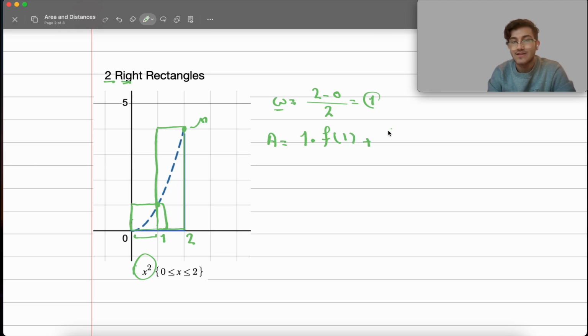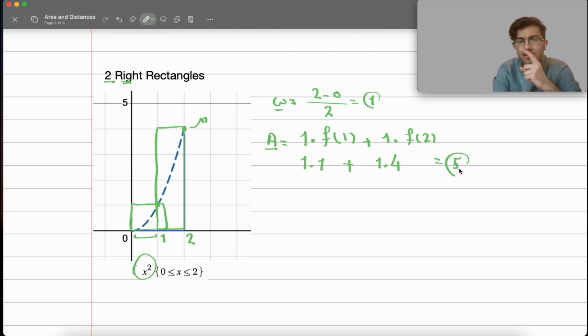Plus what? Plus the width of this rectangle, the second one, times its height. What is the height of this one? It is f of 2. If I calculate and add those together, I'm going to get the area under this graph. So 1 times f of 1: if I enter 1 into this equation, I'm going to get 1. So 1 times 1 plus 1 times f of 2. So 2, if plugged in here, I'm going to get 4. So 4 times 1, 4, plus 1, 5.